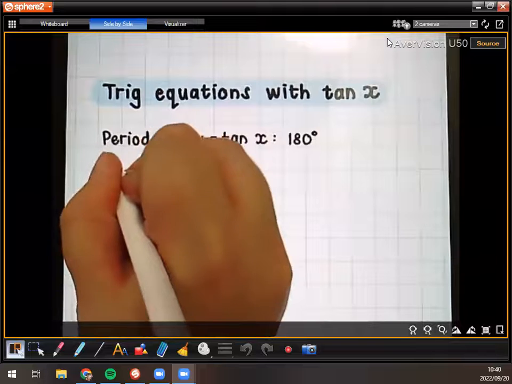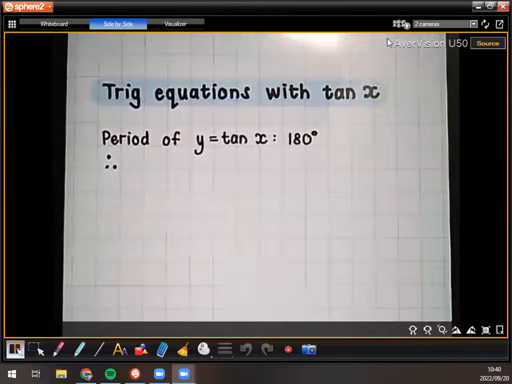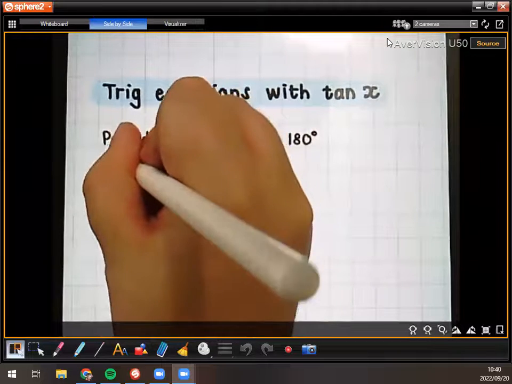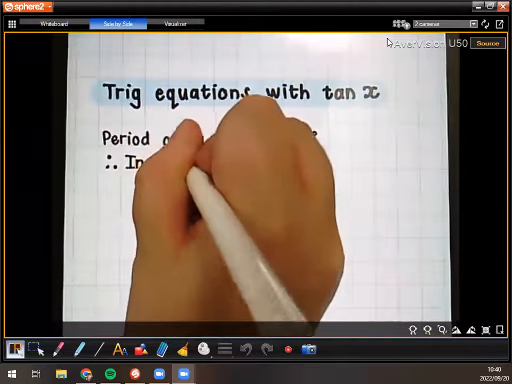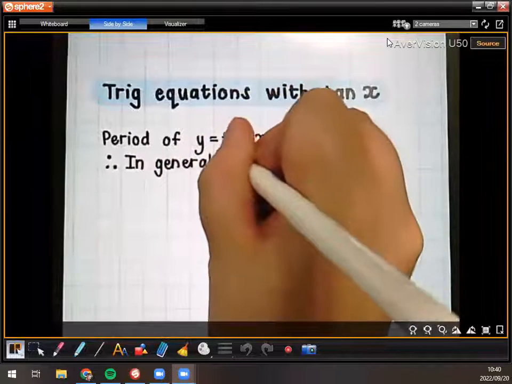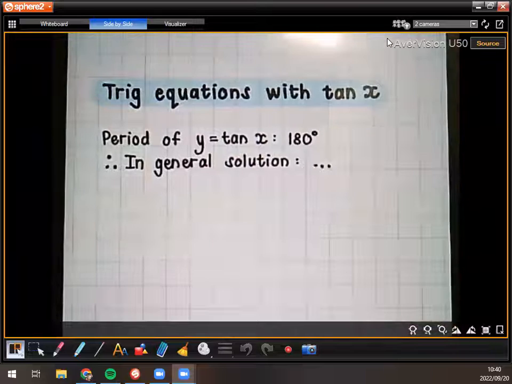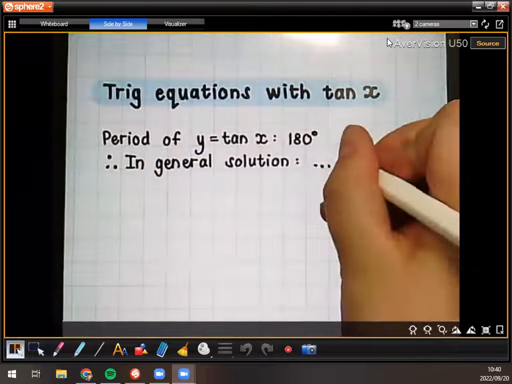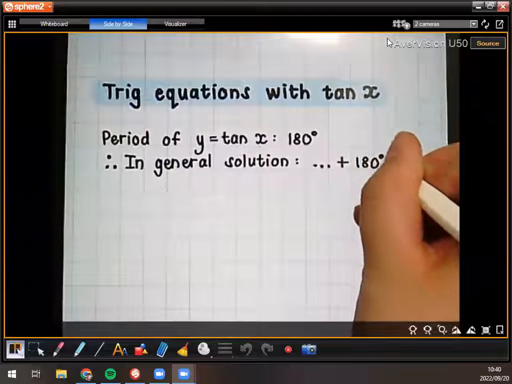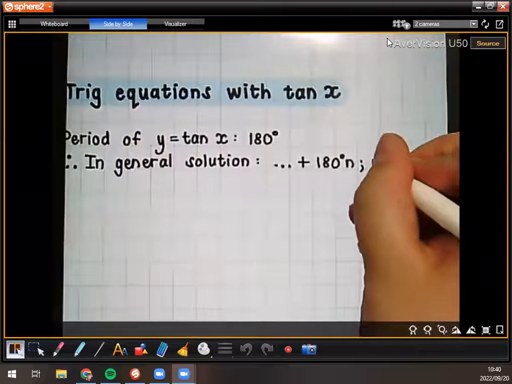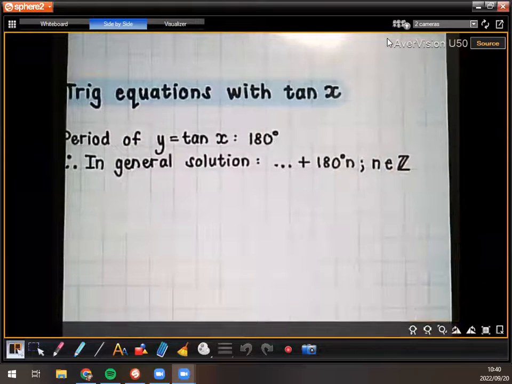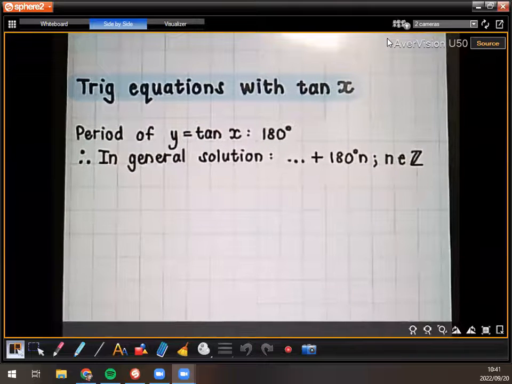So guys, when we are doing the trig equation with tan, instead of writing plus 360 in, we're going to write plus 180 in. Therefore, in general solution, we're going to have whatever our reference angle was, whatever that angle is, it depends on the quadrant, and then we're going to say plus 180 n, an element of the integers. So that's one thing that's different. Something that you have to remember: whenever it's a tan equation, 180 is used instead of 360.